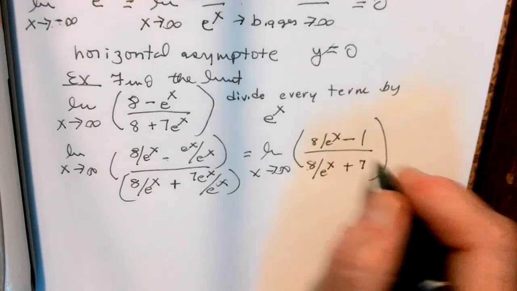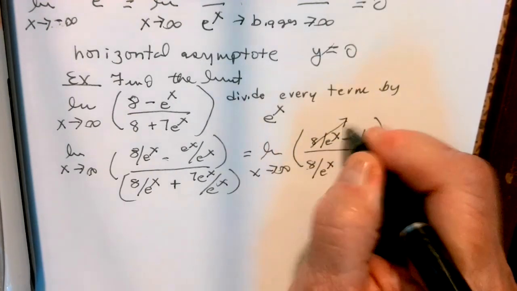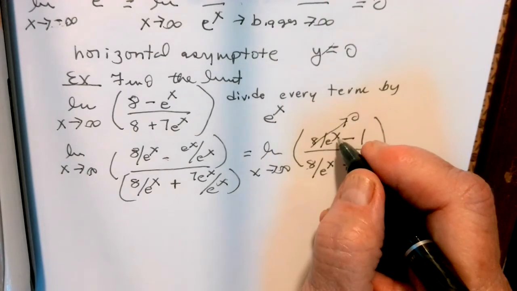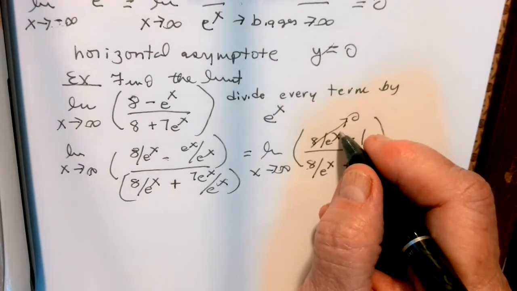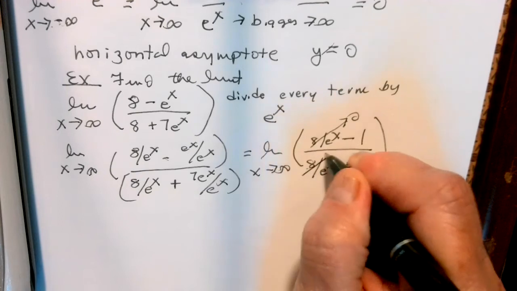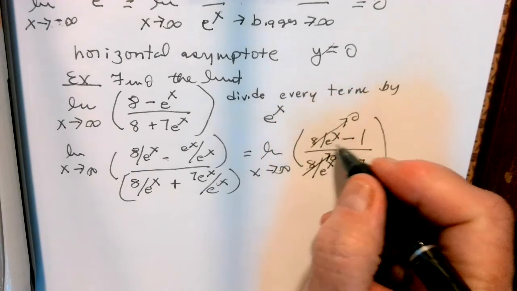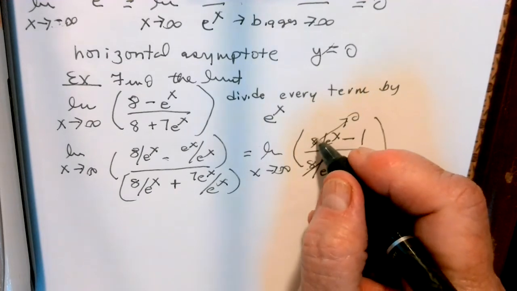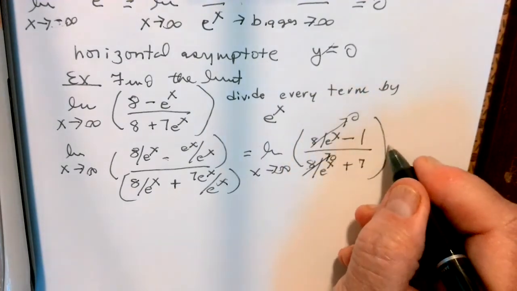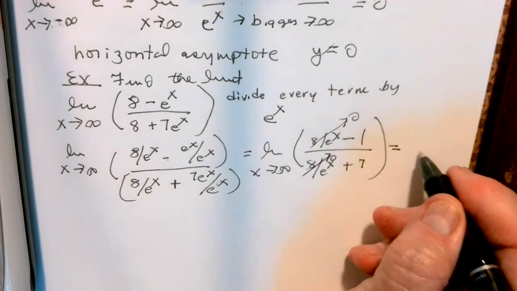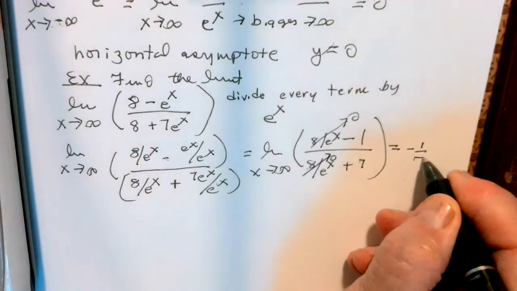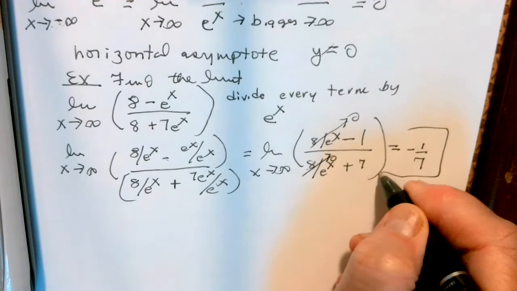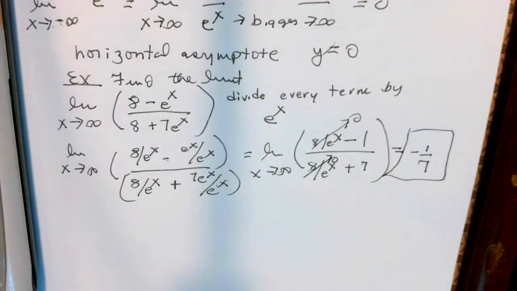Okay, so now this is going to go to 0 because if x is getting bigger and bigger, then e to the x is getting bigger and bigger. And so this is going to go to 0 too, because remember, if what's in the denominator is getting bigger and bigger, and we've got a constant in the numerator, then that's going to go to 0. So my answer is going to be negative 1/7. So that is my answer.